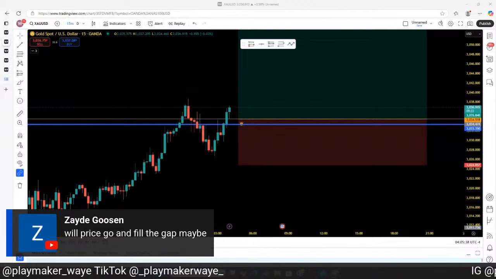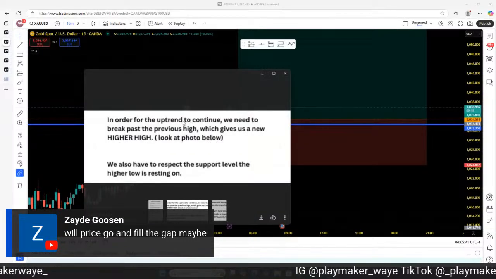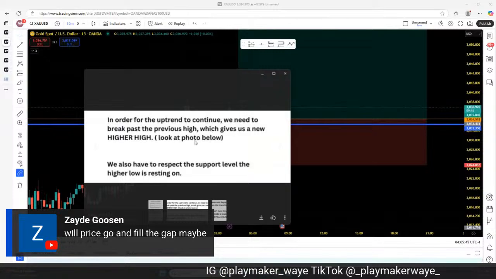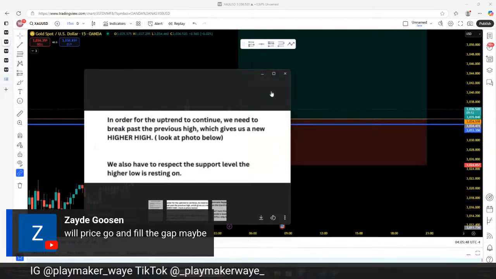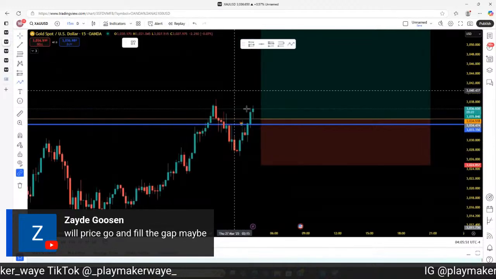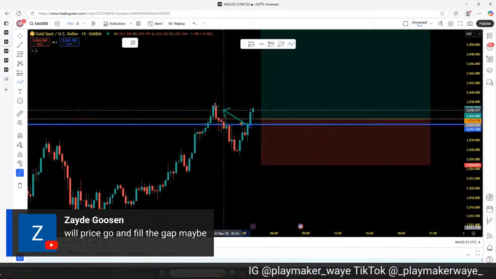Here it is. In order for the uptrend to continue, we need to what? Break past the previous high, which gives us a new higher high, and we also have to respect the support level the higher low is resting on. So again, for this uptrend to continue, we need to see what? Price break this higher high and respect this support level.